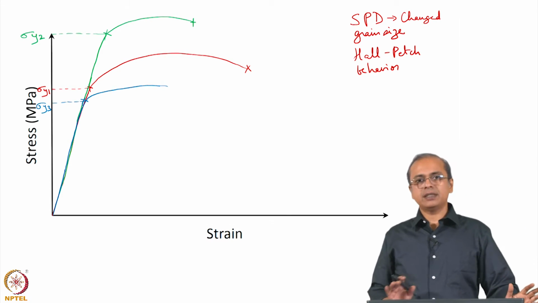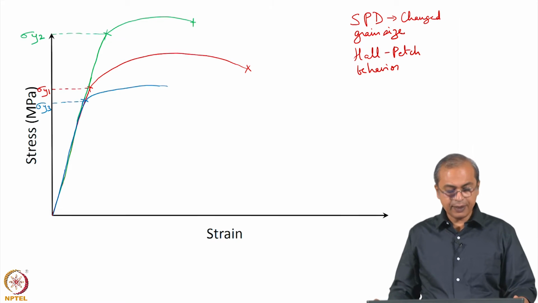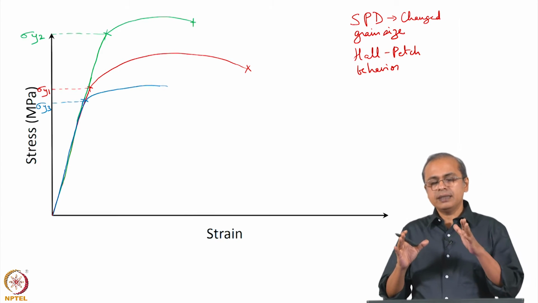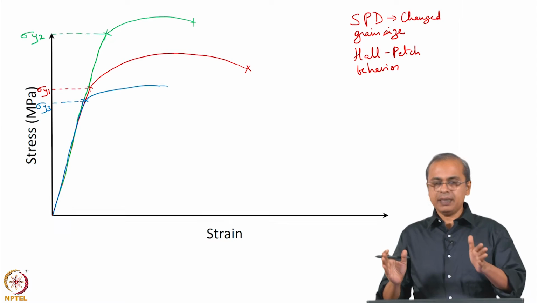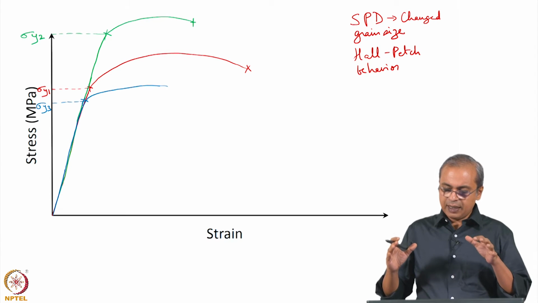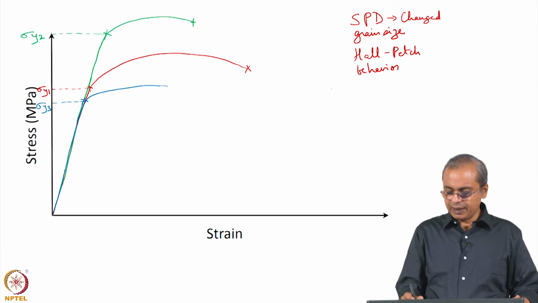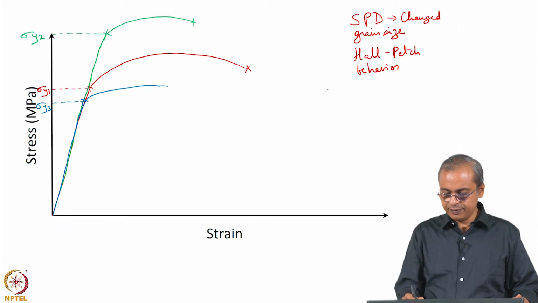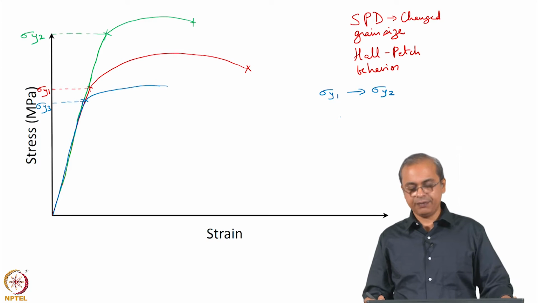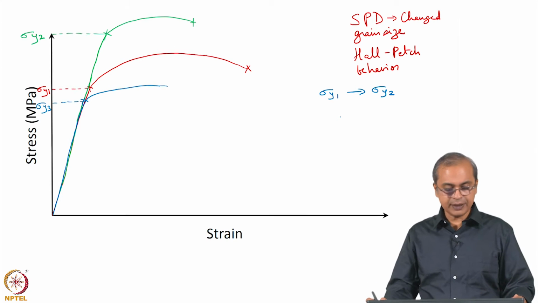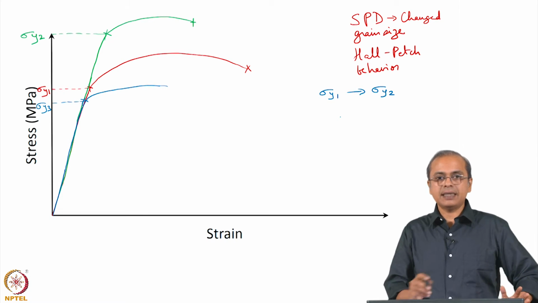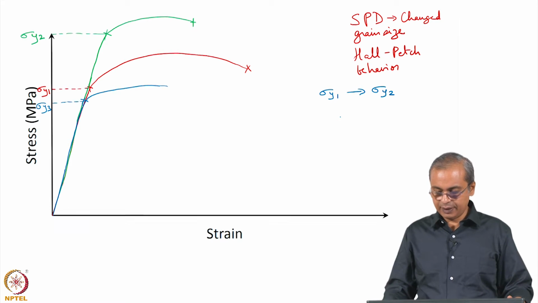So, those kinds of things can happen. So, this is what we are looking at. Generally we want better mechanical properties. So, when we do severe plastic deformation, we would like to go from sigma y1 to sigma y2. This is our preferred state that we wish to accomplish, and that is what we are trying to do in most conditions.